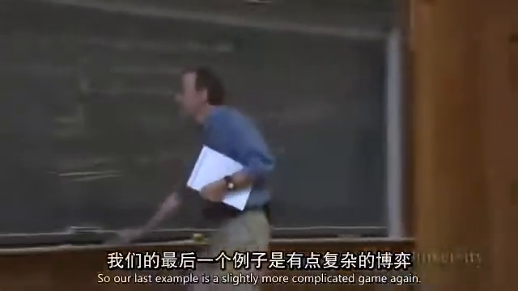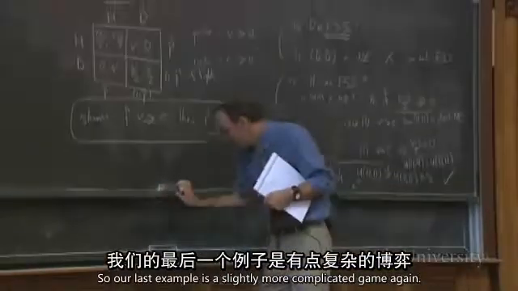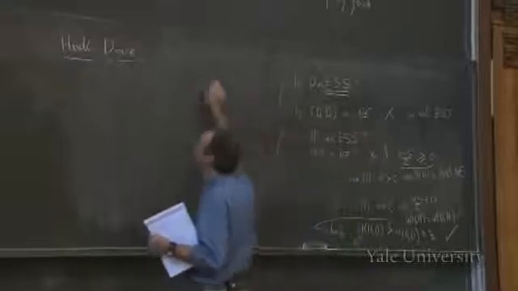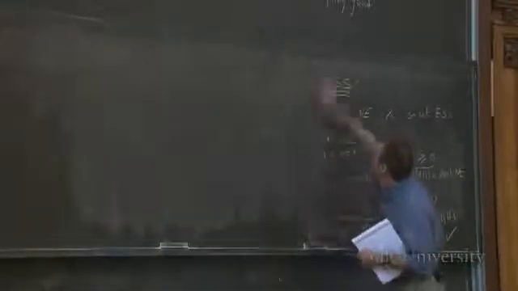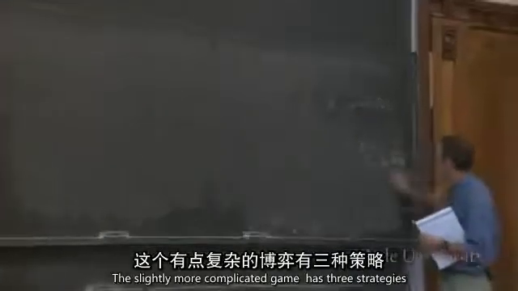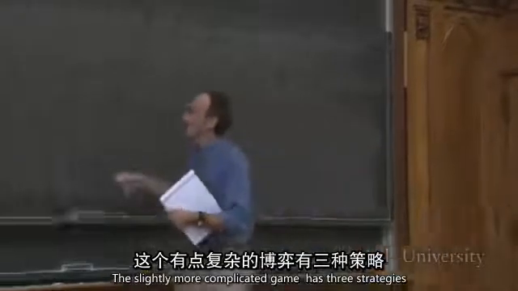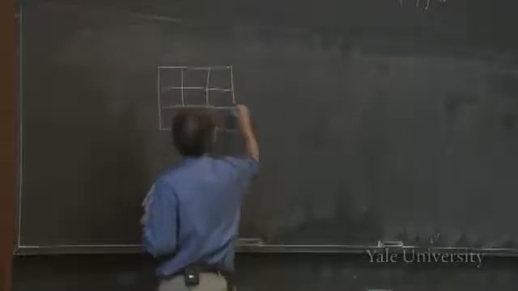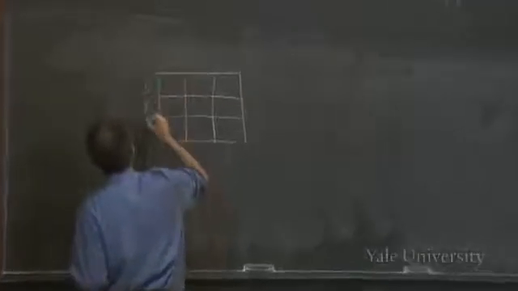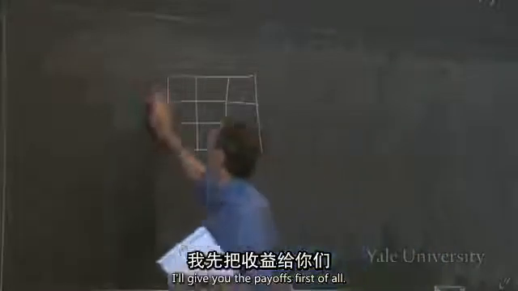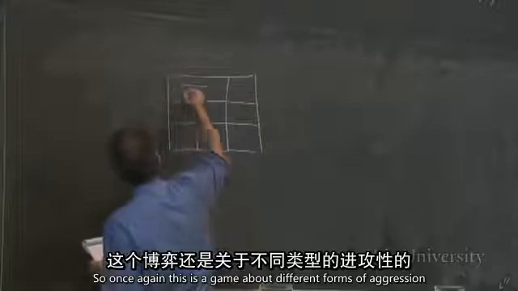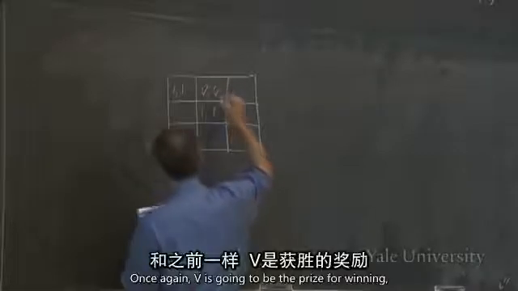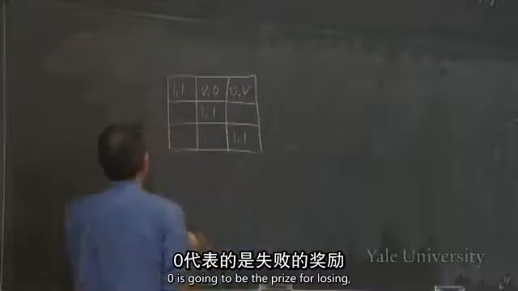So our last example is a slightly more complicated game again. And the slightly more complicated game has three strategies. I'll tell you what the strategies are called in a second. I'll give you the payoffs first. Once again, this is a game about different forms of aggression, and we'll look at other interpretations in a second. Once again, V is going to be the prize for winning, 0 is going to be the prize for losing, and 1 is if it's a tie.